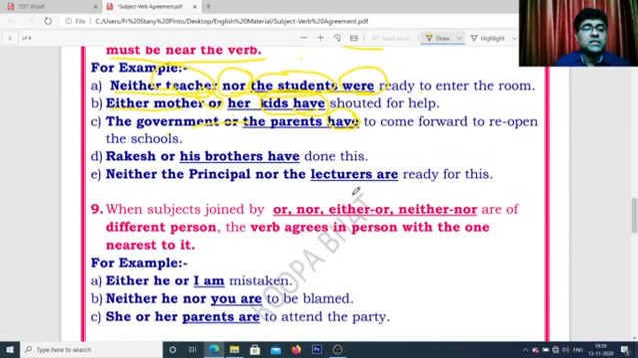Okay. Next. Rakesh or his brothers have done this. Rakesh or his brothers have done this. Okay. Plural verb, and the plural subject is closer to the verb. Neither the principal nor the lecturers are ready for these. Okay, nor the lecturers, plural subject and plural verb.